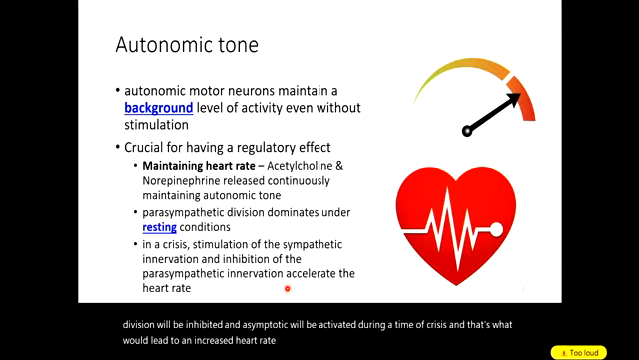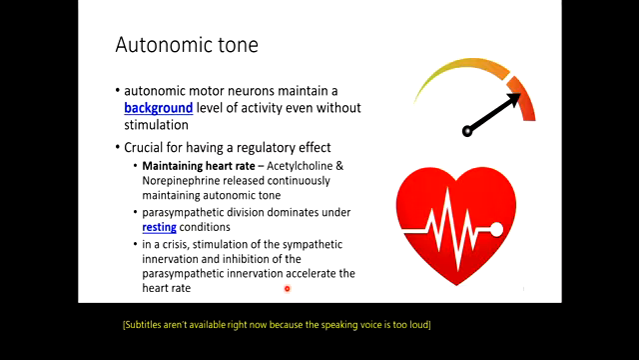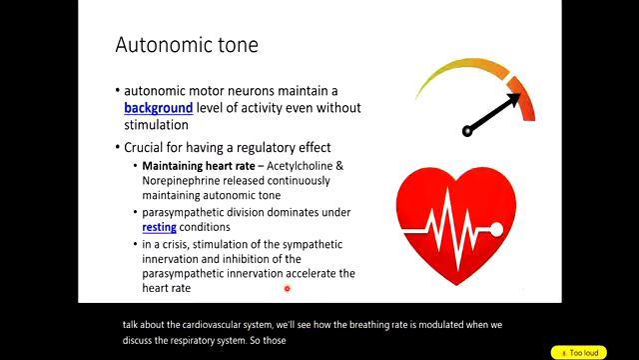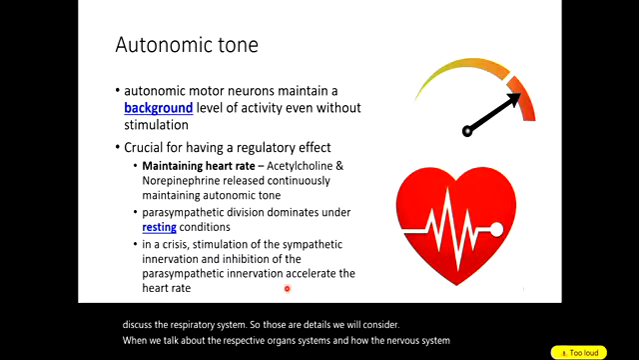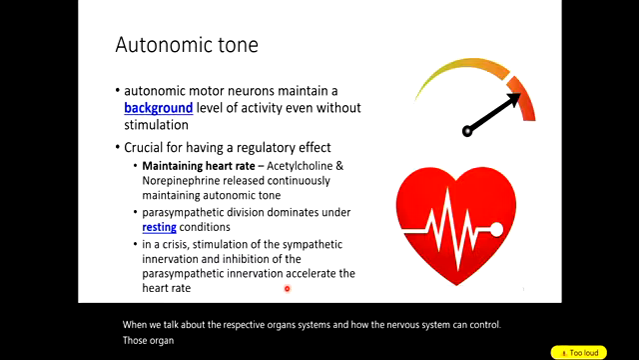And we will see how there will be a change in heart rate when we talk about the cardiovascular system, and we'll see how the breathing rate is modulated when we discuss the respiratory system. So those are details we will consider when we talk about the respective organ systems and how the nervous system can control those organ systems. Are there any questions before we proceed?